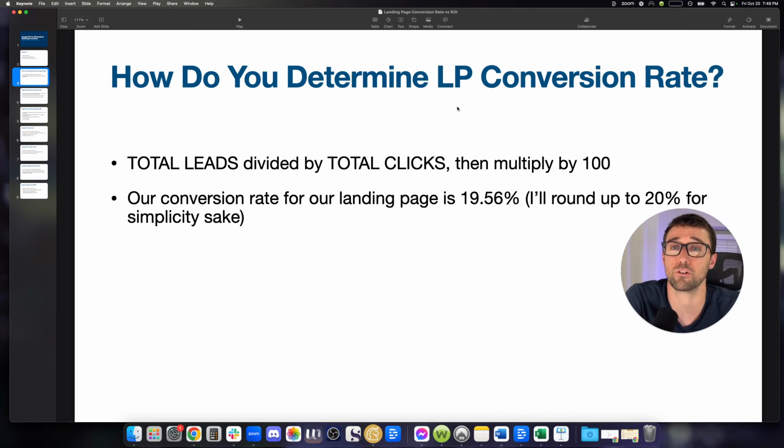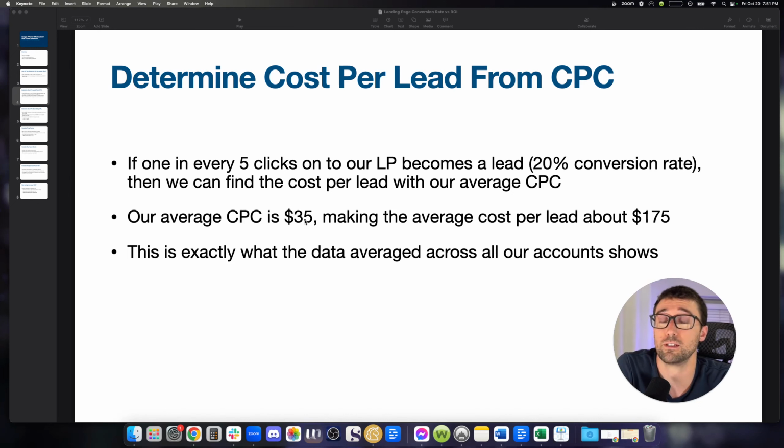Now, in some campaigns it's higher, some campaigns it may be even lower, but this is the average, okay? And it depends on how the campaign's set up, how long it's been running, what markets we're targeting. There's a lot of things that go into this, okay? But this is the average. If you have 5 clicks at $35 and that becomes a lead, then your average cost per lead is going to be about $175, which is exactly what we see in our accounts when we look at all the data.